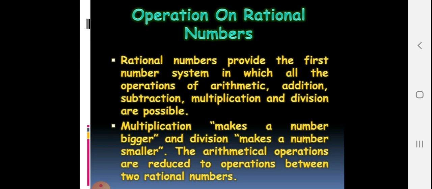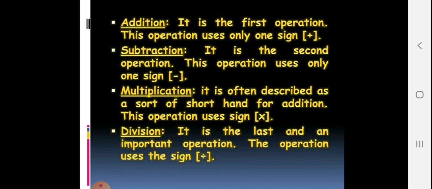Now let's talk about the operations on rational numbers. Rational numbers provide the first number system in which all the operations of arithmetic, addition, subtraction, multiplication and division, are possible. Multiplication makes a number bigger and division makes a number smaller. The arithmetic operations are reduced to operations between two rational numbers.